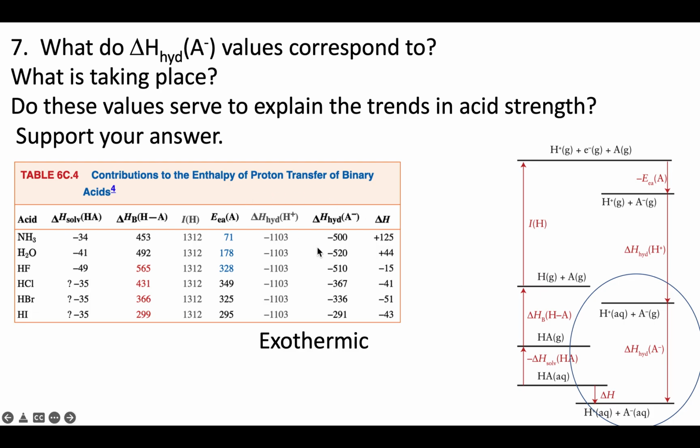And I see that it's more exothermic for the molecules that I have here that are not stronger acids. So in this case, it's not a great variable that I would use to explain the trends in the acid strength. The strongest acids have the greatest overall exothermic values, and that is not being explained by this feature.